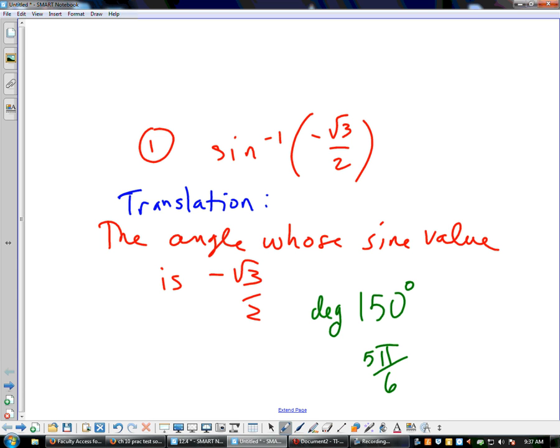But hang on a second, the sine is the y coordinate, not the x. So do you want to revise your answer? 300 degrees? Yeah, and then it's 5 pi over 3 radians.